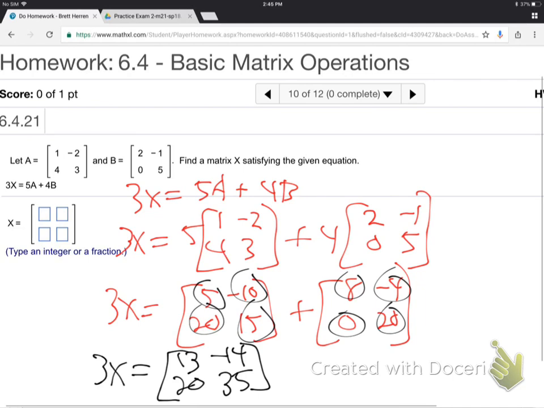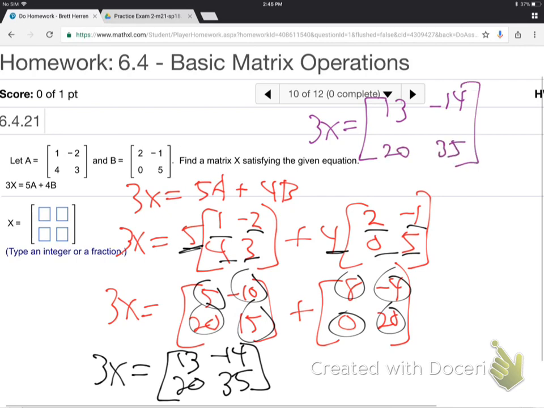Did y'all see what I did there? I multiplied 5 times all those numbers and 4 times all those numbers, then added them up. Last step, so I've got 3x equals 13, negative 14, 20, and 35. What do you do? Divide them all by 3. Divide by 3, divide by 3, divide by 3, divide by 3. There's x. Got to enter those fractions. Just type them into the boxes. That's it.